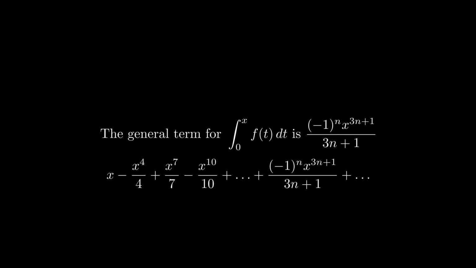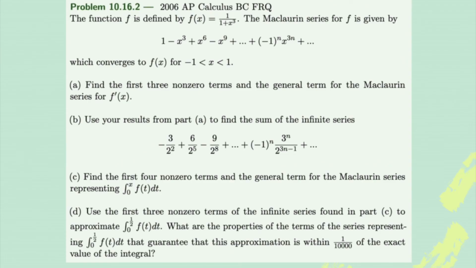And now using this general term that we just found, we can find the first four terms by simply plugging in values such as n equals 1, n equals 2, and so on, and we can find the first four terms.